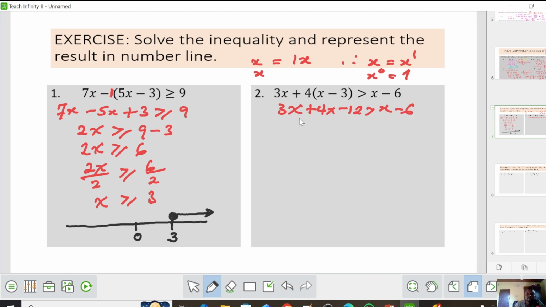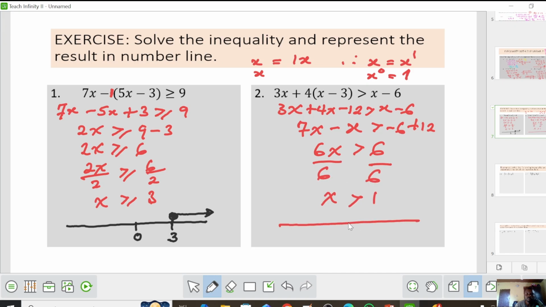So if you collect your like terms, this one becomes 7x minus x here, greater than minus 6. Then this one goes to the other side, that's plus 12. So I have 6x greater than 6. Divide both sides by a positive number. So that means x is greater than 1. So you draw the number line. So this is your 1. And it's greater, you go to the right. Because it is strictly greater than, I'm not going to shade the point.